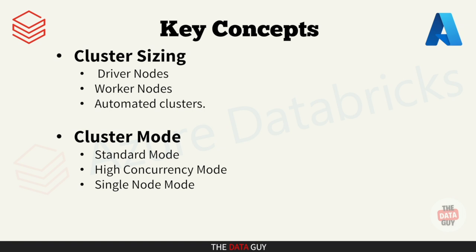Cluster mode. Azure Databricks gives you three different modes, each tailored to specific use cases. First one is standard mode. This is your go-to for most workloads. It's reliable and great for general purpose use. Next one is high concurrency mode. If you have multiple users running short, frequent queries, say with BI tools like Power BI, this mode is optimized for that. It's built to handle high throughput efficiently.